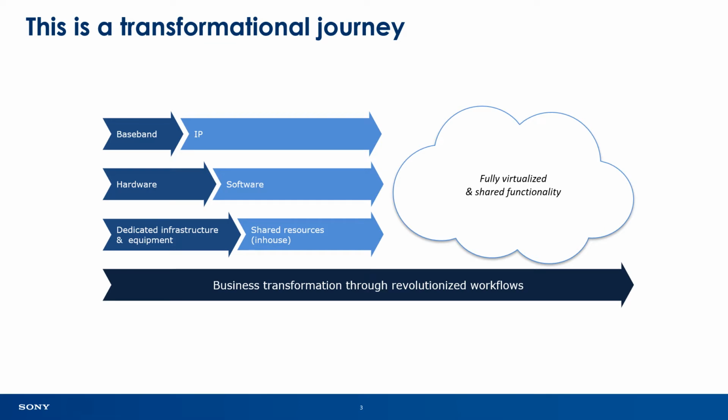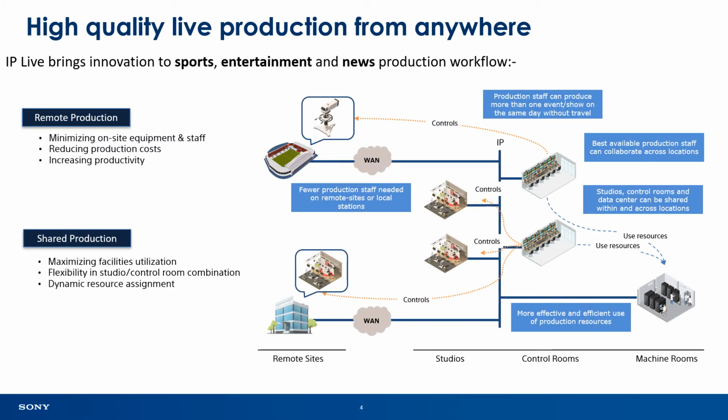Media industry players are facing some transformation. Baseband is transforming into IP, hardware into software, and dedicated infrastructure and equipment into shared resources. The ultimate goal is to have fully virtualized and shared functionality. Because of this transformation, IP plays an important role in this journey. It could contribute to sports, entertainment, and news production workflows, like this diagram shows.